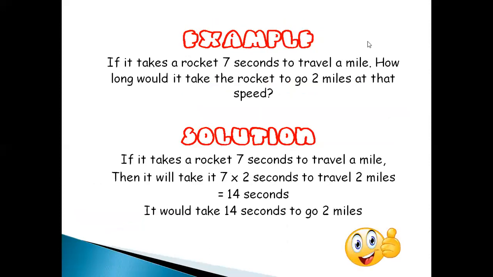let's look at this other example. If it takes a rocket 7 seconds to travel a mile, how long will it take the rocket to go 2 miles at that speed? So if it takes a rocket 7 seconds to travel a mile, then it will take it 7 times 2 seconds to travel 2 miles. So if 1 mile is taking 7 seconds, for me to know the number of seconds it will take 2 miles, I'll just say 7 multiplied by this 2, and that will give me 14 seconds. Therefore, it will take 14 seconds to go 2 miles.